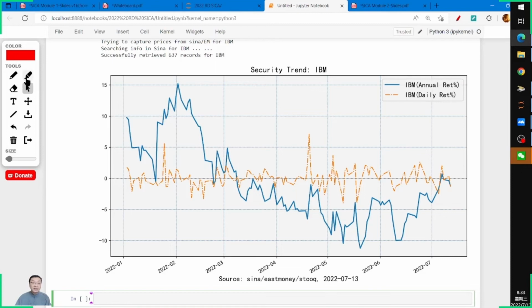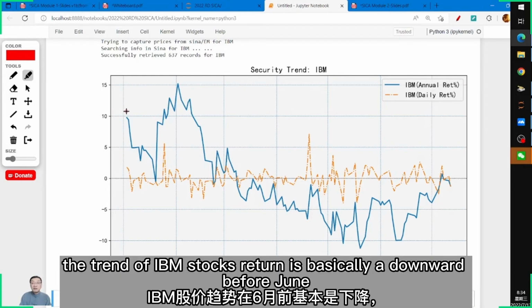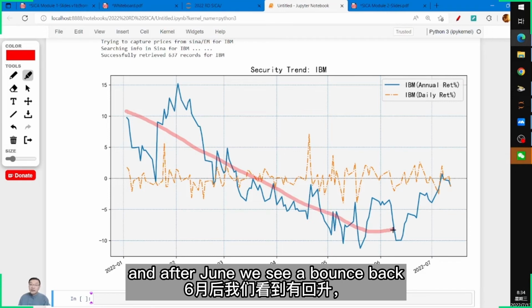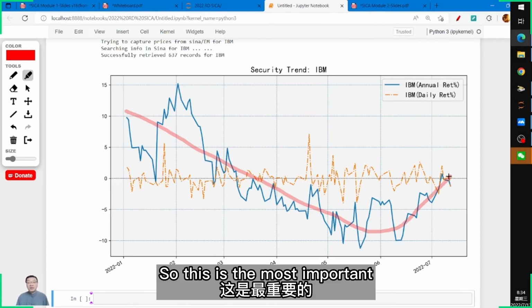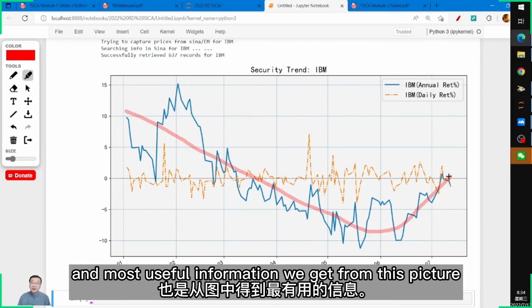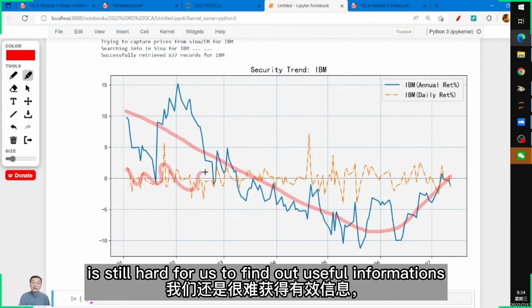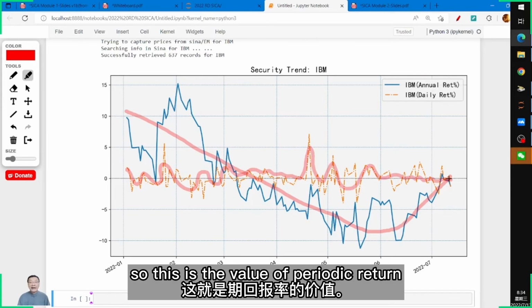Generally speaking, starting from this year, the trend of IBM stock's return is basically downward before June. And after June, we see a bounce back. So this is the most important and most useful information we get from this picture. While from the daily return, it's still hard for us to find out useful information. Okay. So this is the value of periodic return.